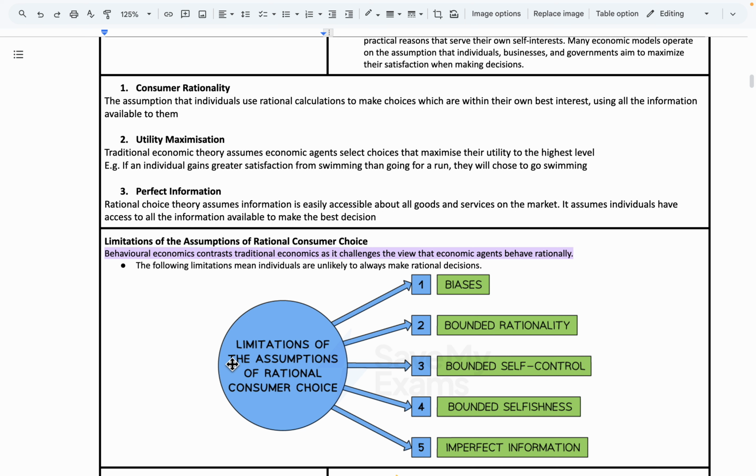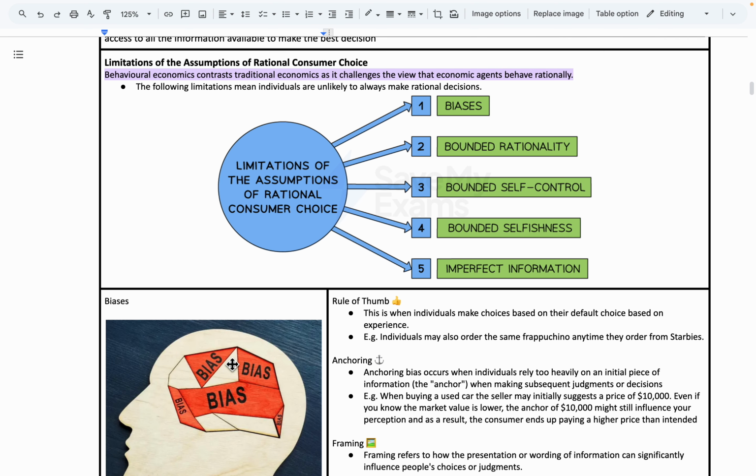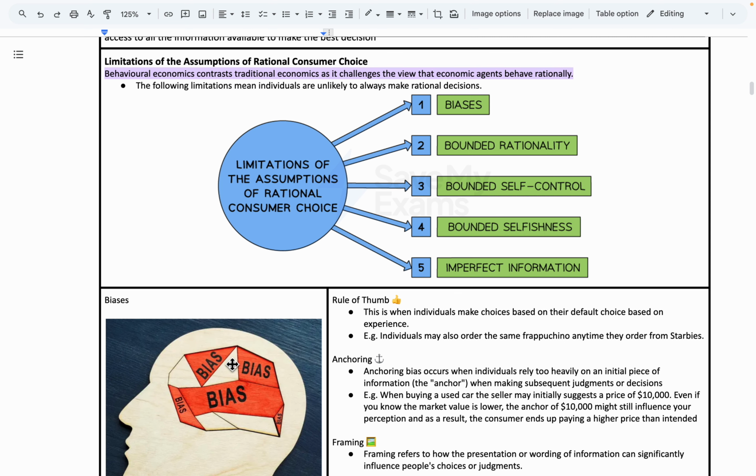and perfect information. So this is a rational choice theory, assumes information is easily accessible about all goods and services on the market. It assumes that individuals have access to all the information available to make the best decision. So what are the limitations of the assumptions of rational consumer choice?